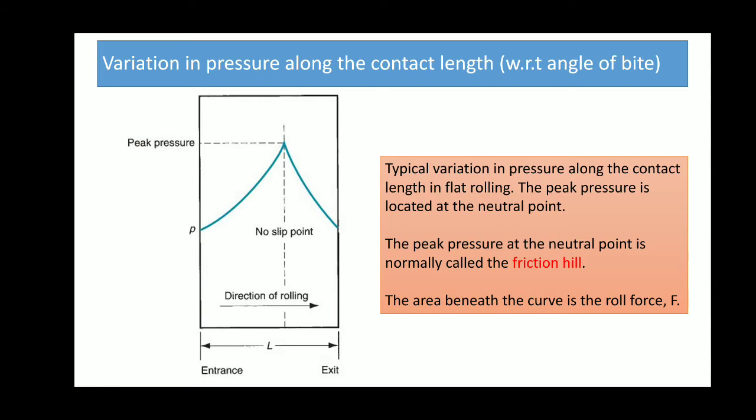Next we have discussed how the pressure variation occurs along the contact length. In that case we have discussed the friction hill. We have seen that the area beneath the curve represents the roll force. We have seen that at the no slip point the pressure is maximum. It's all those things.